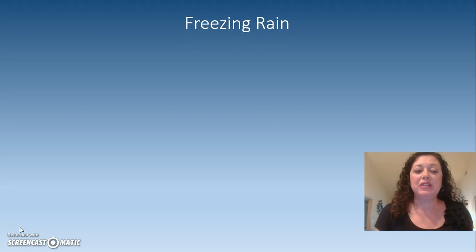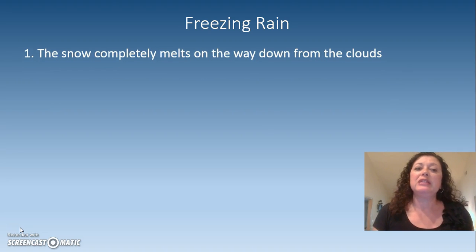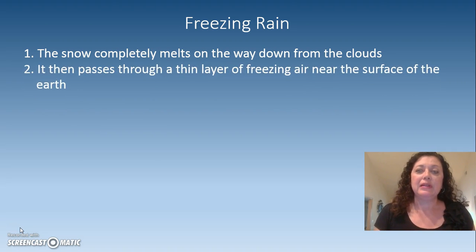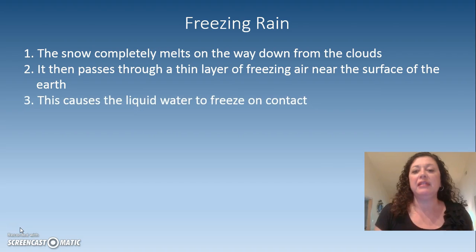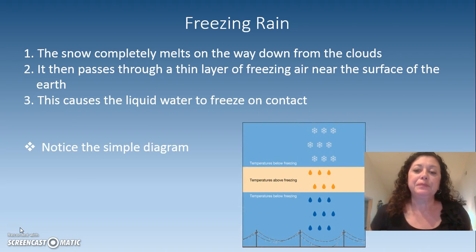Okay, the next type of precipitation is freezing rain. So freezing rain is when the snow completely melts on the way down from the clouds, so it's turned back to liquid on the way down. But then as it gets closer to the earth, there's a thin layer of freezing air, and as that passes through there, it cools that water down again, and as soon as it touches anything, the ground, cars, power lines, trees, it freezes on contact. If you've ever been out in an ice storm or driving on ice, it is very scary and very dangerous. Notice the diagram. As the snow comes down, it melts because of the temperature, and then it turns very cold, and then it freezes on contact.